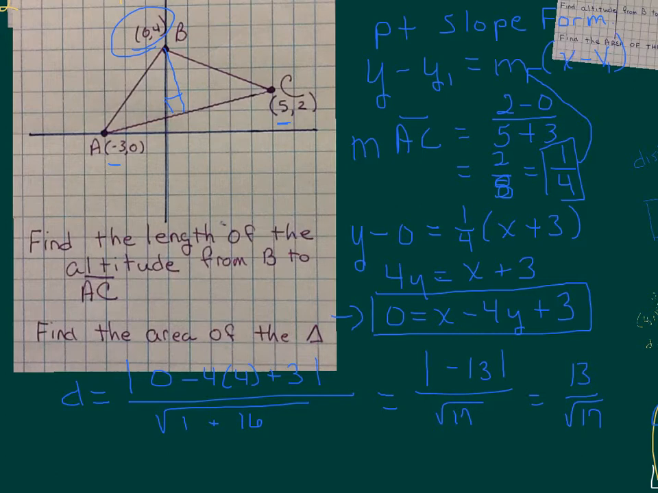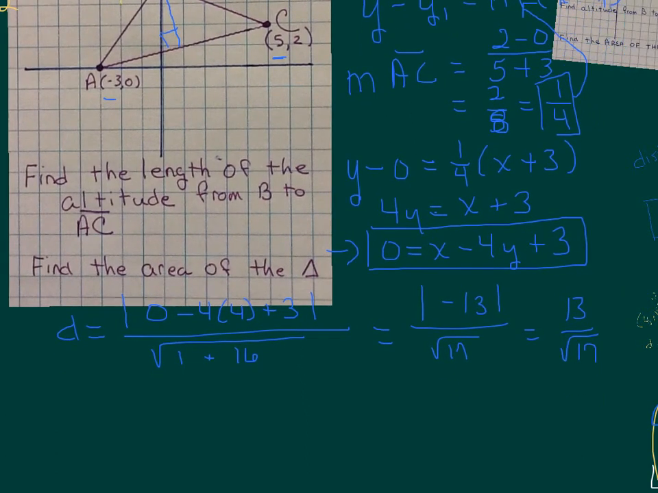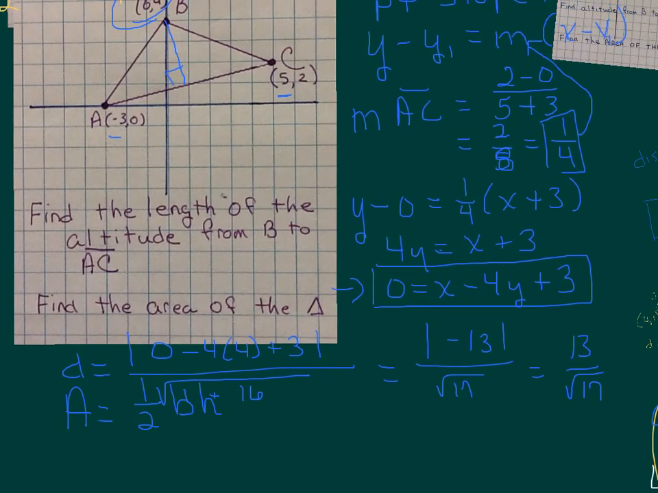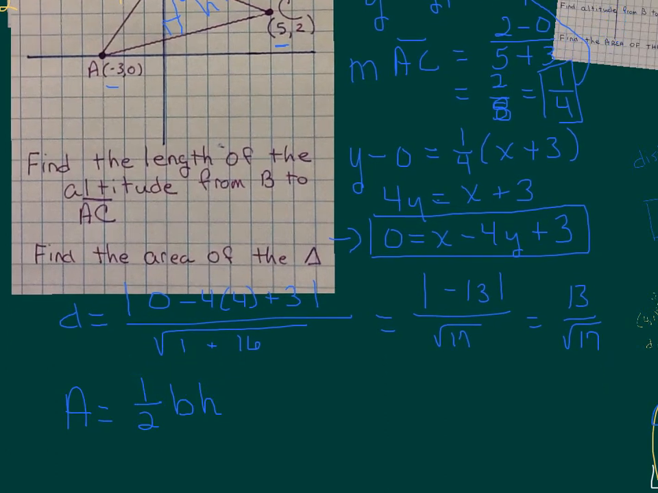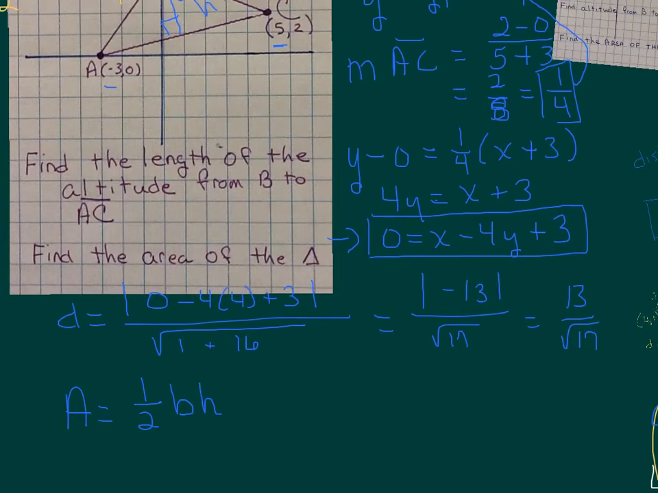Now we're going to have to use that to find the area of the triangle, because remember, the area of a triangle is 1/2 the length of the base times the height. We know what the height is. We just found the height when we found the altitude. This is the altitude or the height of the triangle. So in order to find the length of the base, I'm going to have to use a distance formula.